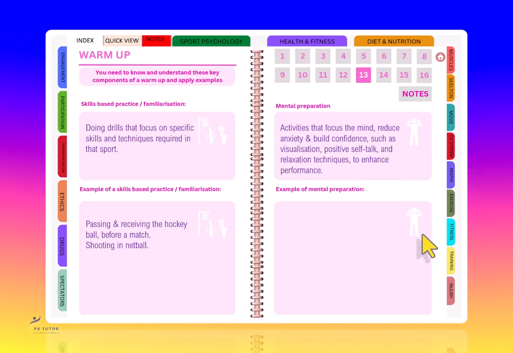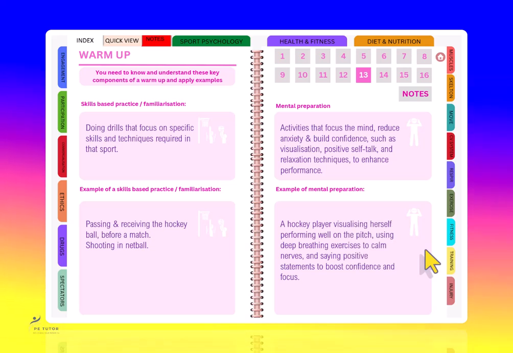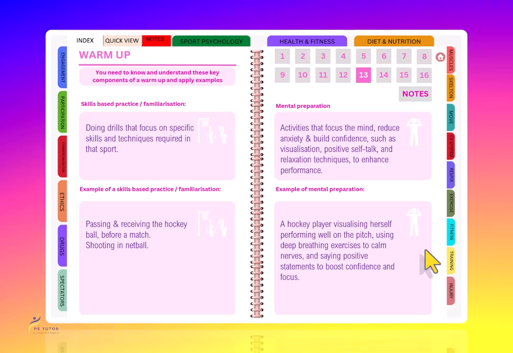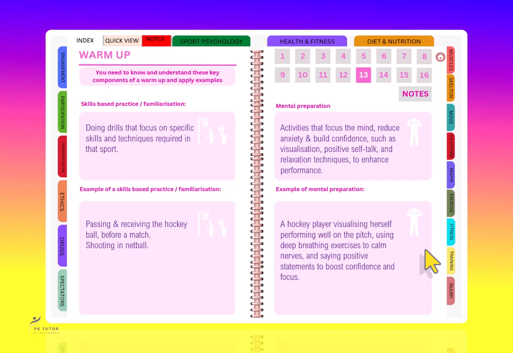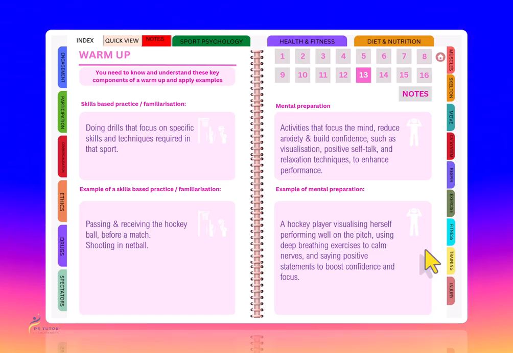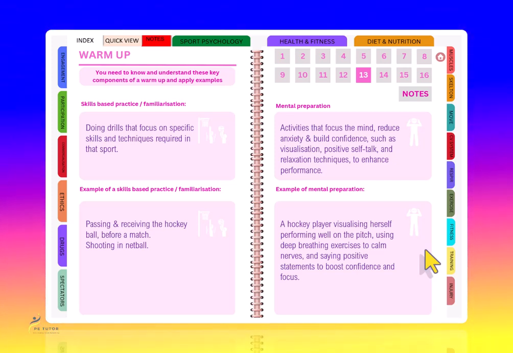can. So some examples of a hockey performer, he or she might visualize, might see herself performing well on the pitch, maybe taking a penalty corner. They use deep breathing exercises to calm their nerves, and they're going to be saying positive statements about themselves, about what they can achieve and what they can do to boost her confidence and give her that focus that she needs.